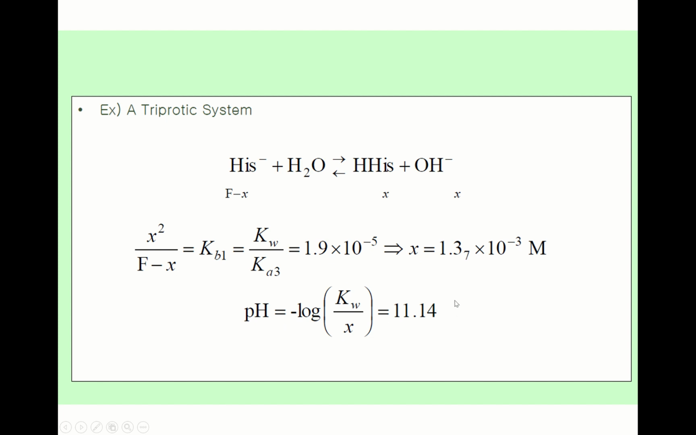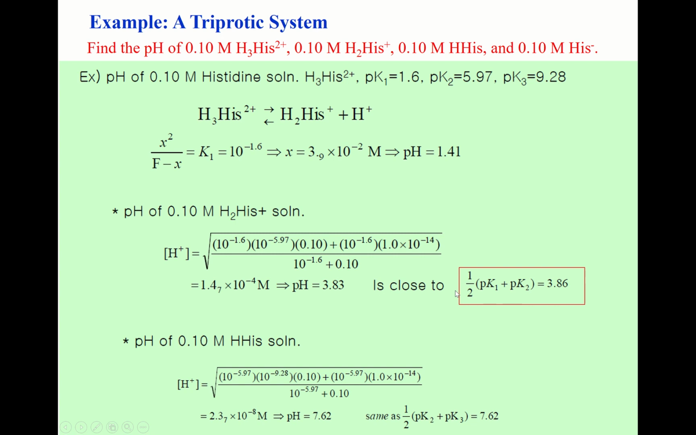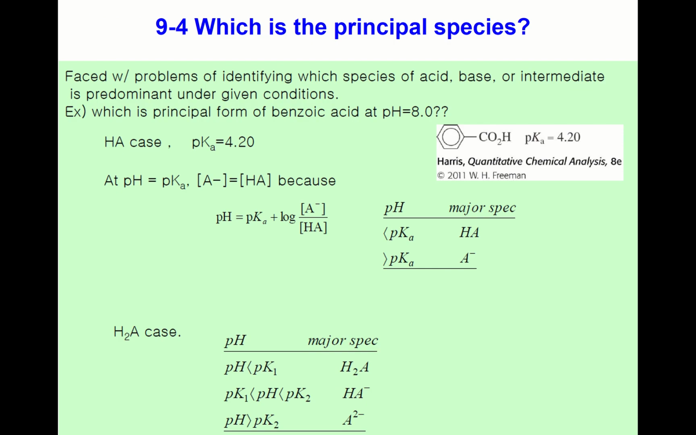All right. So from this example, now you know how to calculate the pH of solutions which initially contain one of these species. Nothing special.